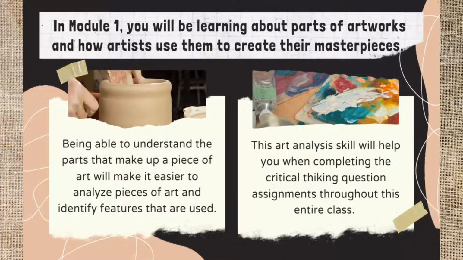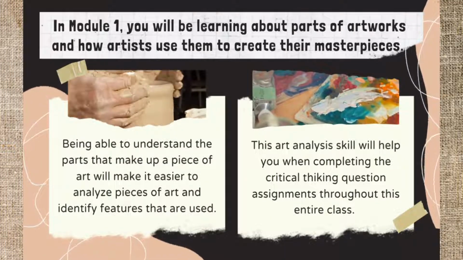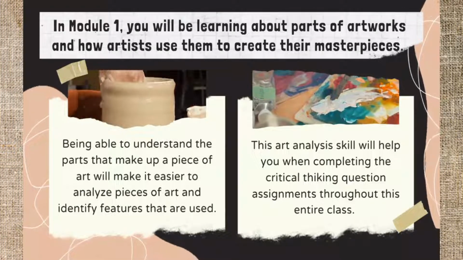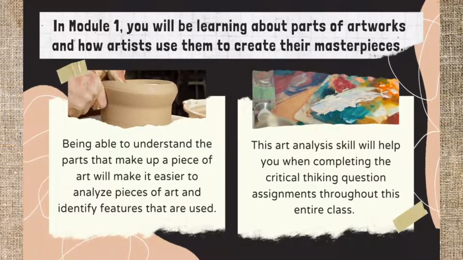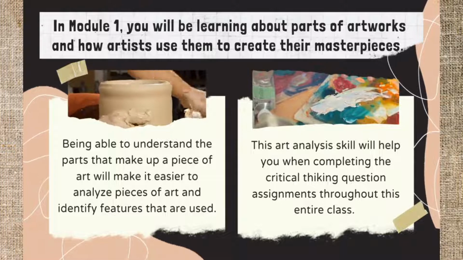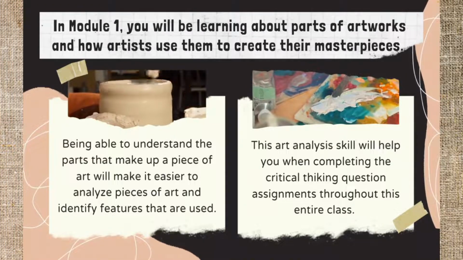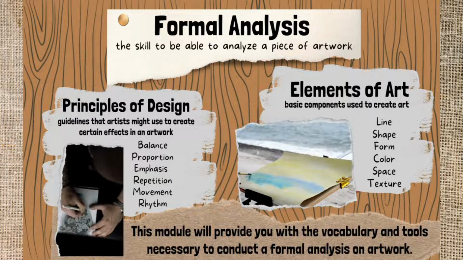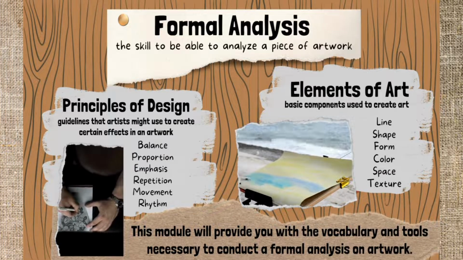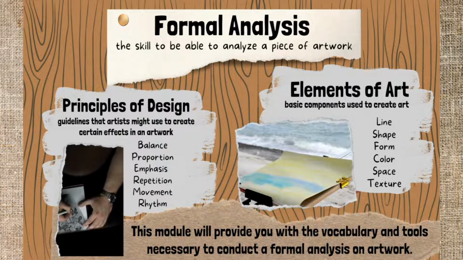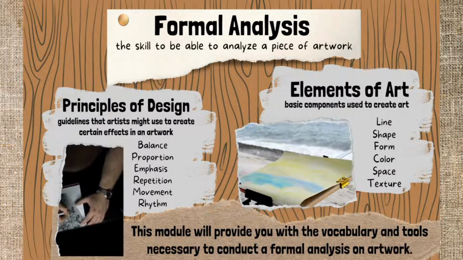So to start, we just want to recap here that in Module 1 for Art Appreciation, we are learning about the parts of artworks. What makes up art and how artists use these various techniques to create their masterpieces. So what we are learning in Module 1 will help us analyze art pieces for our critical thinking questions, as well as carrying those skills into the real world. And that is called formal analysis. So we are going to be analyzing art throughout the rest of this class.